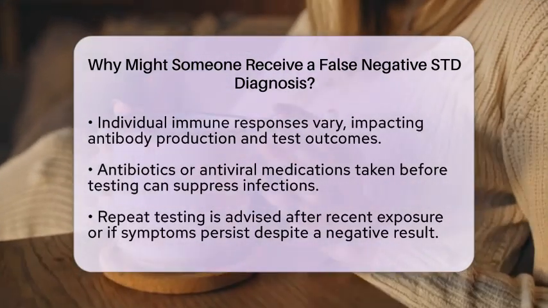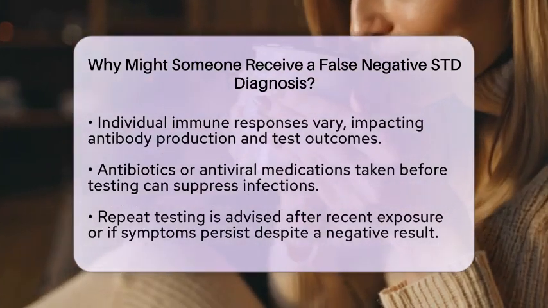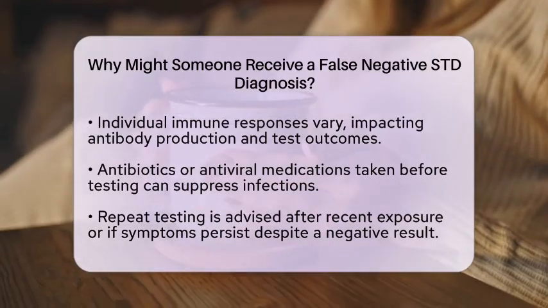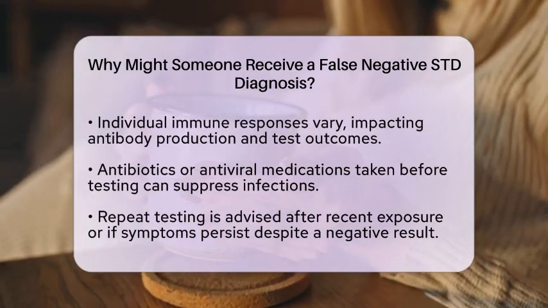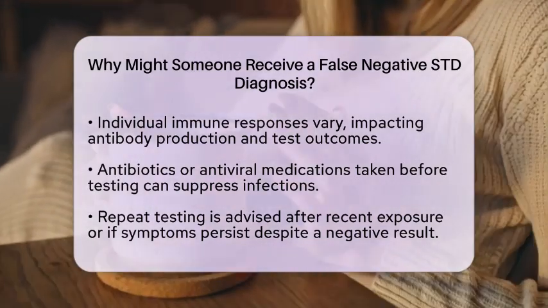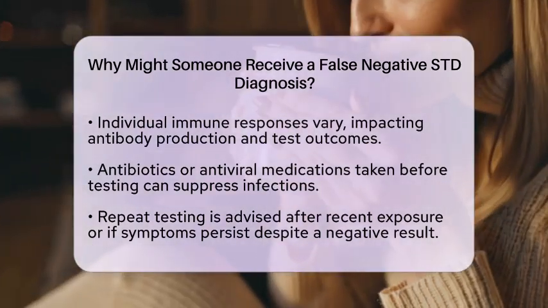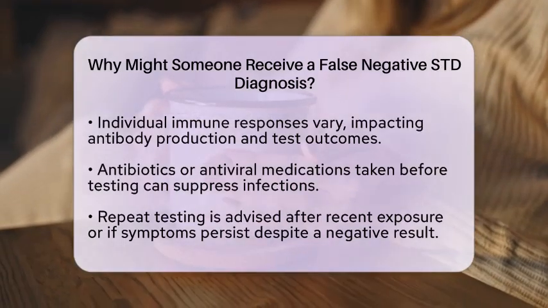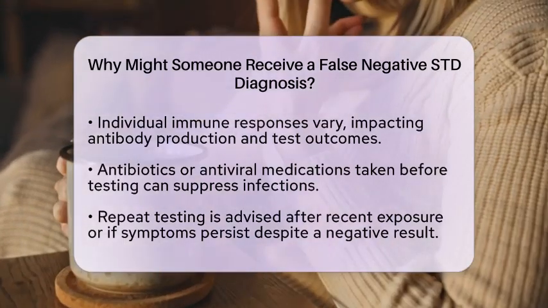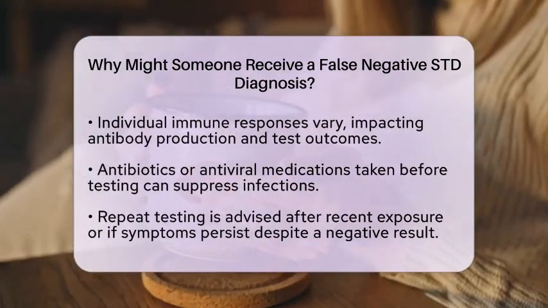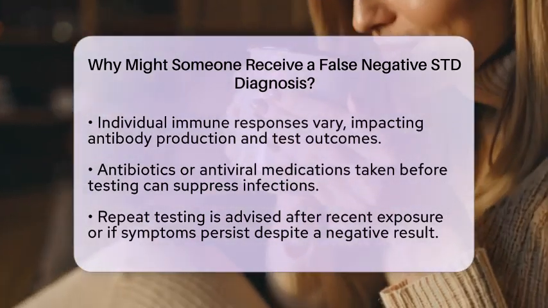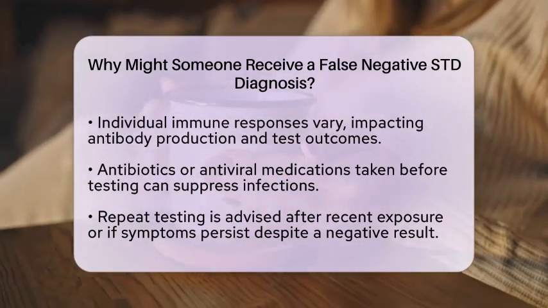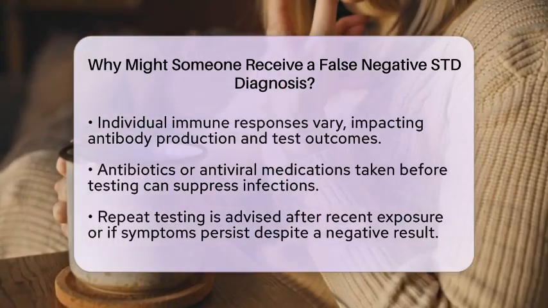Biological variability plays a role too. Individual immune responses can vary, which may delay or reduce antibody production. This can affect tests that rely on detecting antibodies. Lastly, if a person has taken antibiotics or antiviral medications prior to testing, it might suppress the infection to undetectable levels, leading to a negative result despite an ongoing infection.